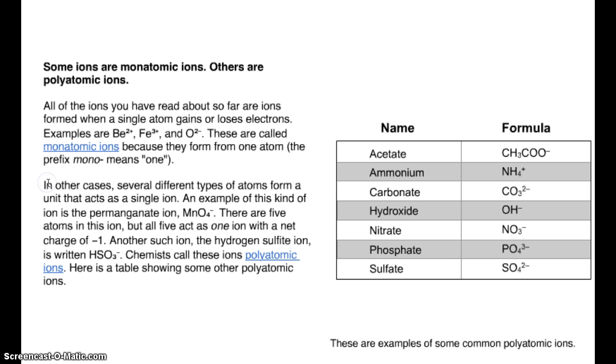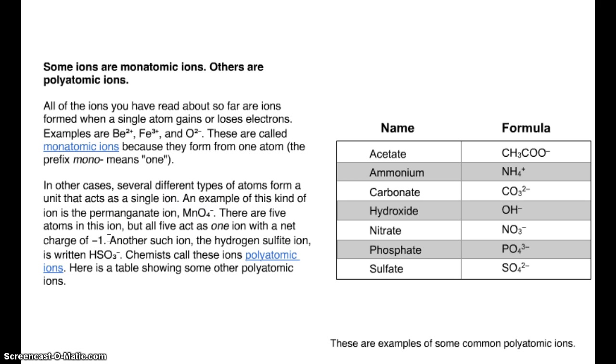Now, in other cases, several different types of atoms form a unit that acts as a single ion. An example of this kind of ion is permanganate ion, which is manganese bonded to 4 oxygens with an overall -1 charge. There are 5 atoms in this ion, but all 5 act as one ion with a net charge of -1. In other words, they're married. Okay, and now they're going to go find a baby to make a family and combine. So, even though there's 5 atoms, we treat it as one group and it has an overall charge of -1.